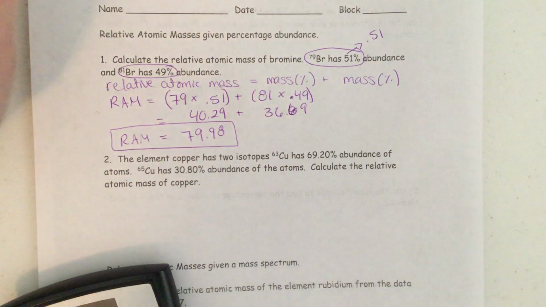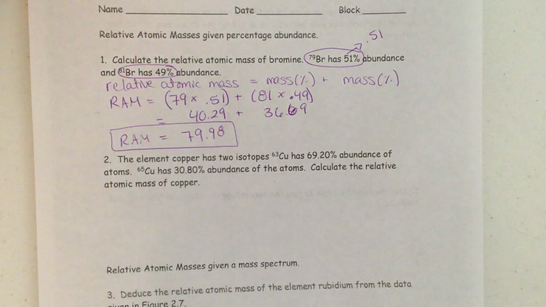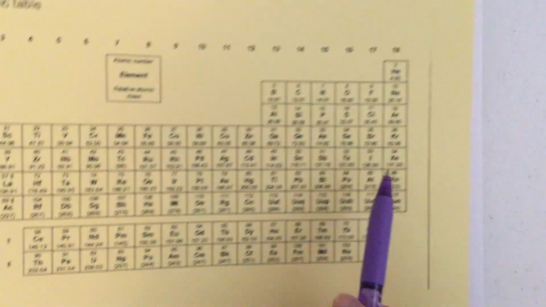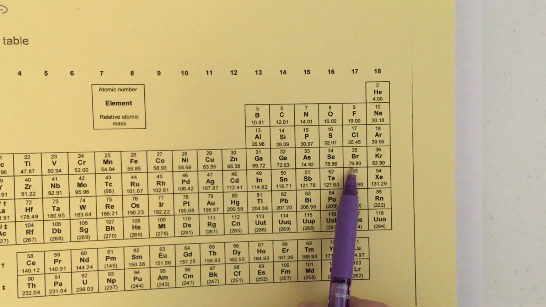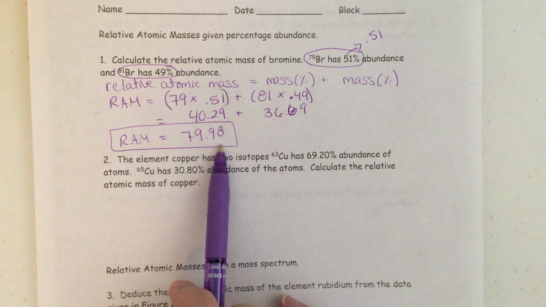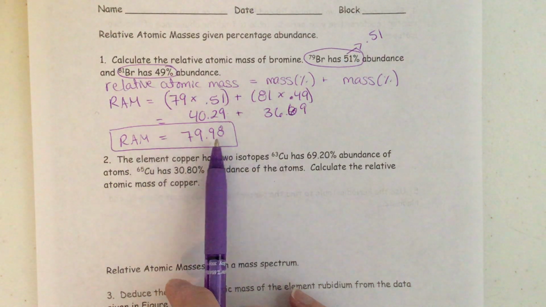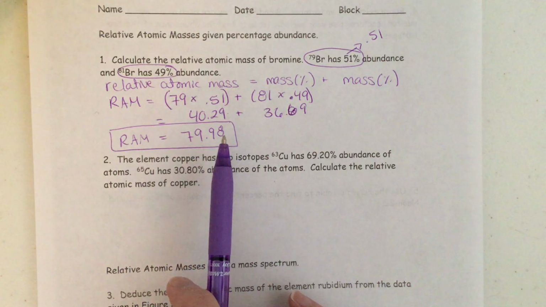Now, how do I know if I'm right? Maybe I didn't put it in my calculator right. Maybe I didn't put the numbers together. What I'm going to do is go find bromine on my periodic table. It happens to be 79.90, which is really, really close to 79.98. If they're super duper close like that, you're right, because yours aren't going to match exactly on your periodic table, because it'd be too easy to cheat.